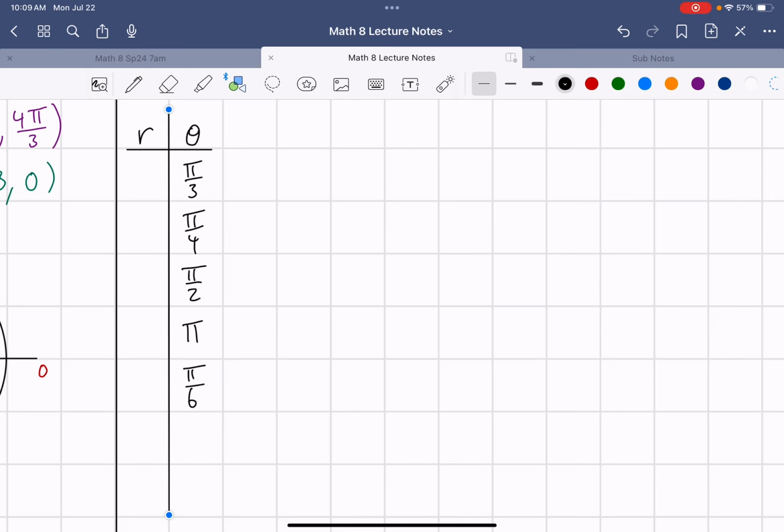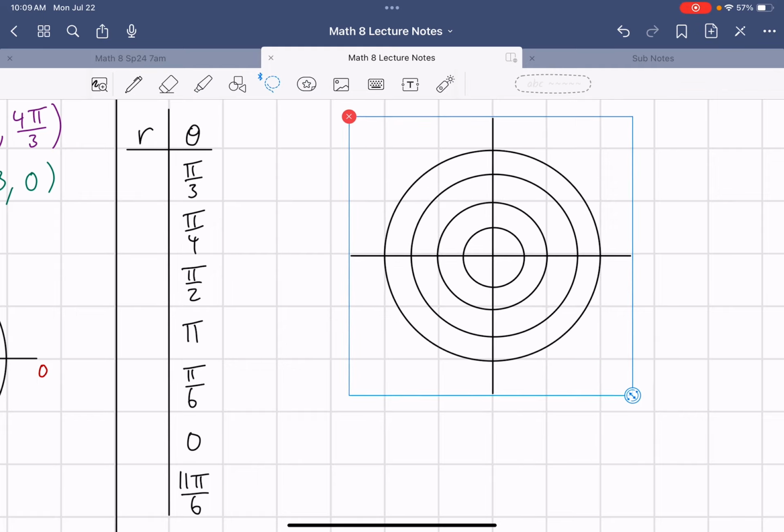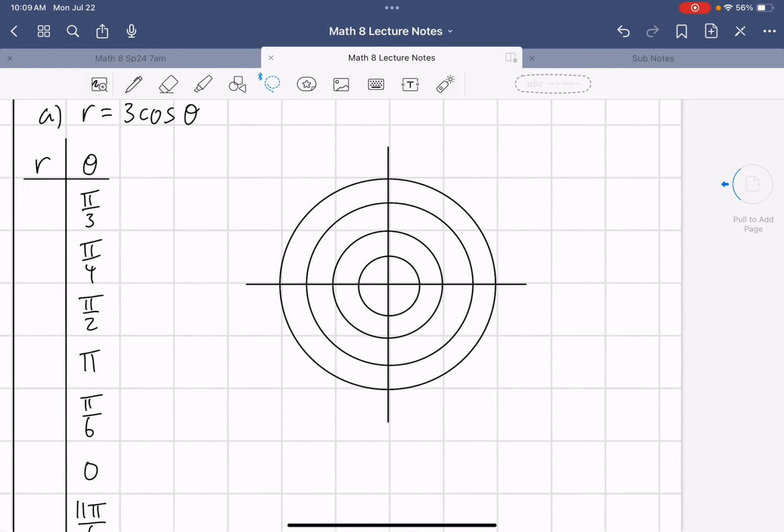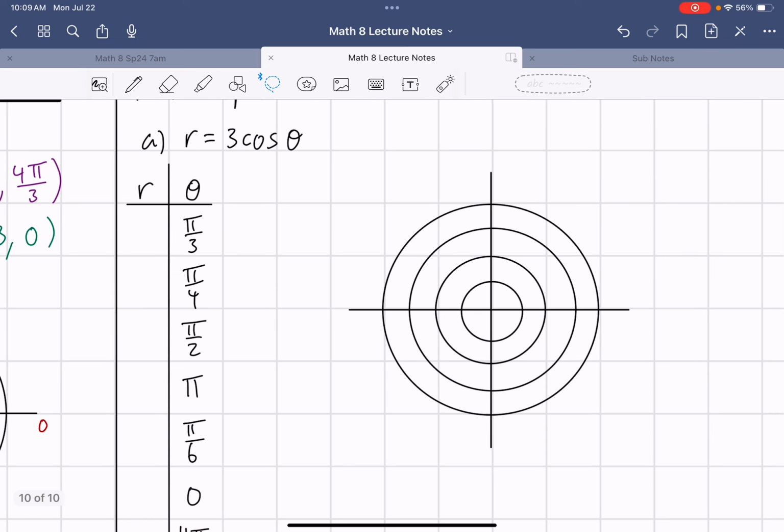So I'm just choosing a bunch of points, and that's the tedious part about this. If we don't know what these graphs are going to be, we have to sketch a bunch of points. So starting with, we'll start up here. So like I said, I always like starting with theta and then finding our r. So it's a little backwards, right? Because we always are on the left and then we find the right, but here we're finding the right and then the left. You could do either or, but this just makes it much nicer for me.